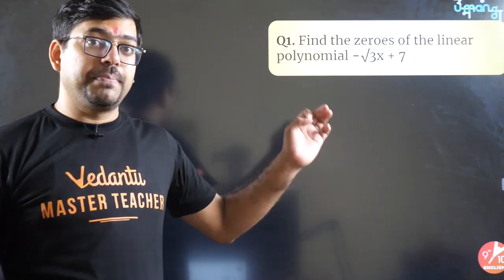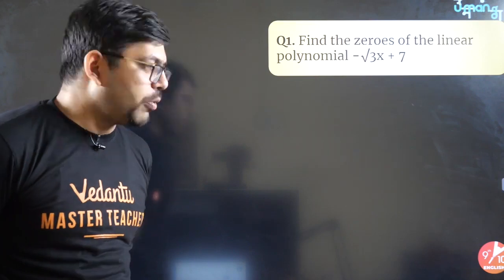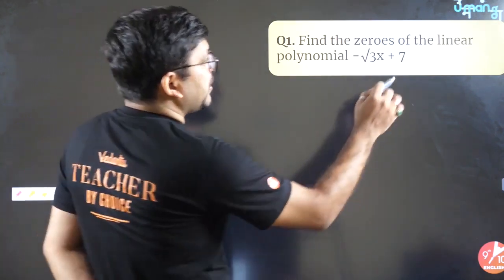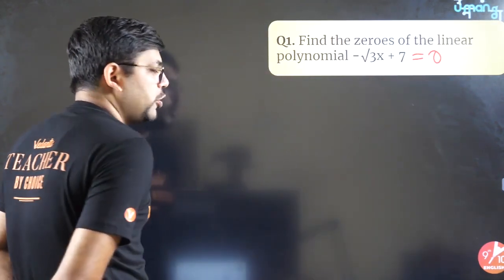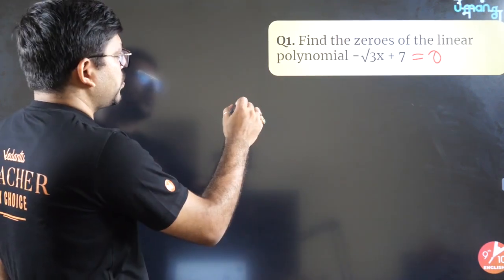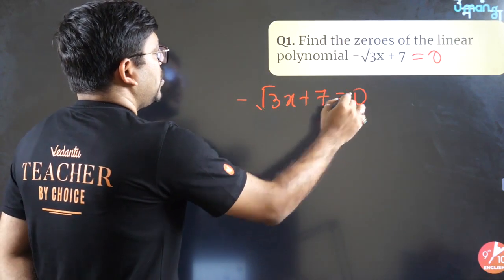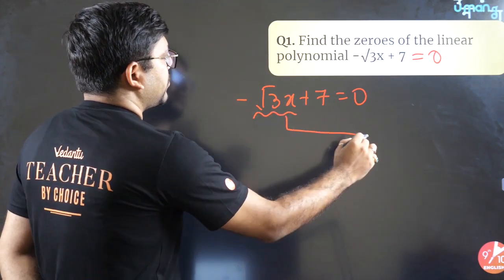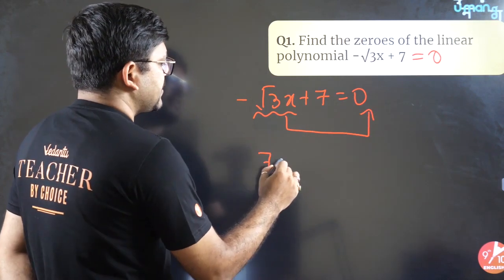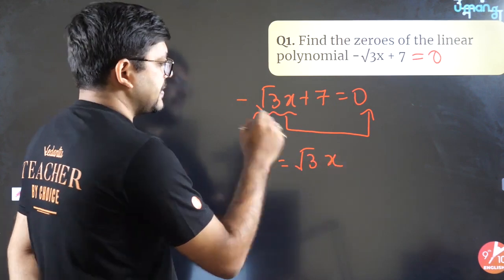The question says find the zero of this polynomial. I hope you all know that for finding the zero of any polynomial, we just make that polynomial equal to 0. So we made it. Now once you have got minus root 3 x plus 7 equals 0, you can send this negative term to the other side. So you will have 7 equals, minus will go to that side and become plus, and you will have root 3 x, isn't it?